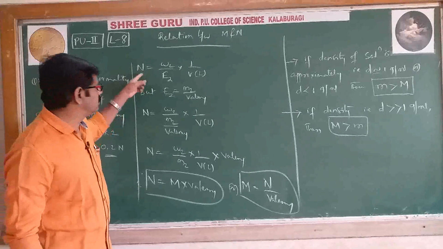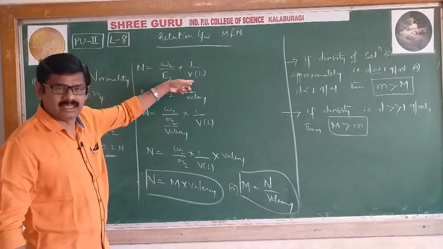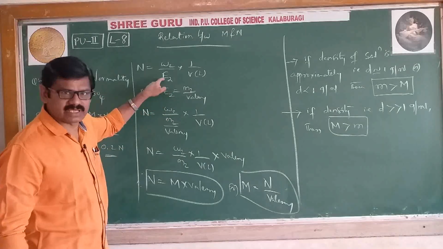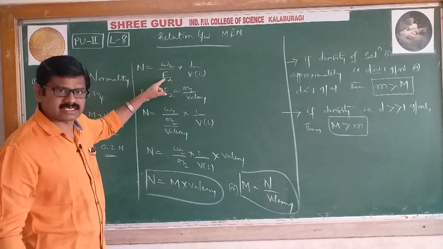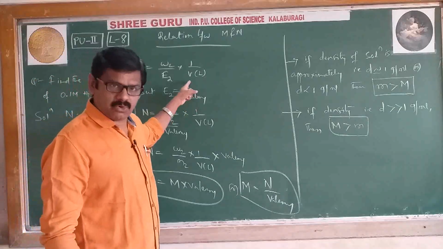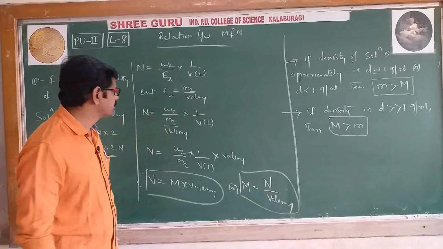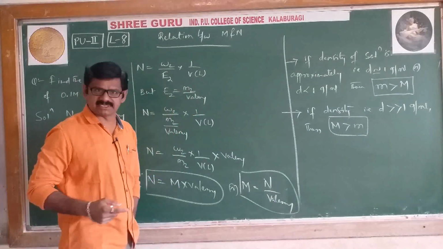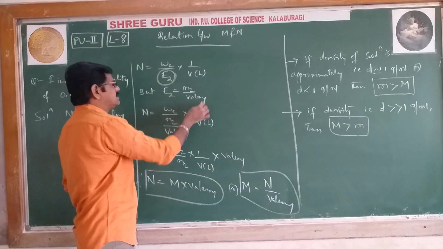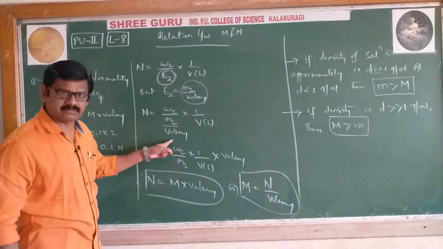Normality formula is already known to you: mass of solute by equivalent mass of solute into 1 by volume of solution in liters. Now, in place of equivalent mass, we can write molar mass divided by valency. Molar mass by valency is nothing but molar mass by n factor, right? Whose molar mass? Solute molar mass, of course. That's why in place of E2, I'll substitute M2 divided by valency. That only is substituted here.